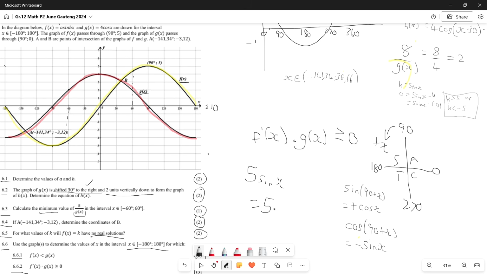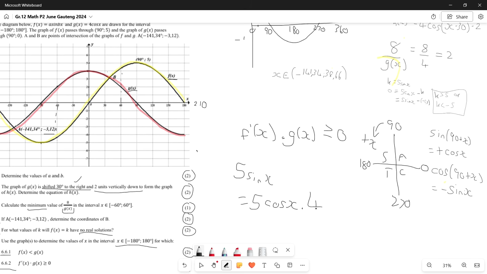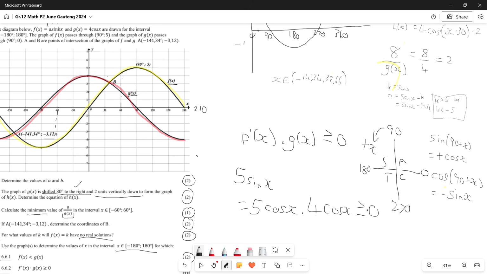And we just leave the 5 outside because we're not going to affect the amplitude. So it just becomes 5 cos x over there. And then what we're doing is we're multiplying this by g of x, which was 4 cos x. And we have our 4 cos x over here, where they are greater than or equal to 0, which means that we are turning these graphs into very similar graphs, just with a slightly different amplitude.